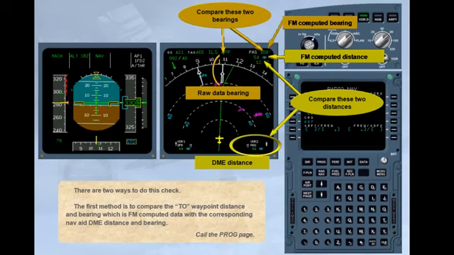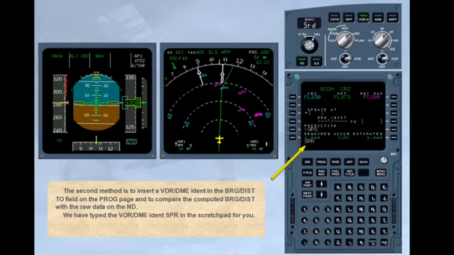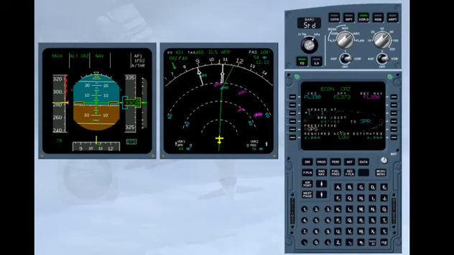Call the progress page. The second method is to insert a VOR DME ident in the Bearing Distance To field on the progress page, and to compare the computed bearing distance with the raw data on the ND. We have typed the VOR DME ident SPR in the scratchpad for you. Insert SPR in Bearing Distance field. Line select key 4 right. We now have on the progress page the computed bearing and distance to the selected nav aid.